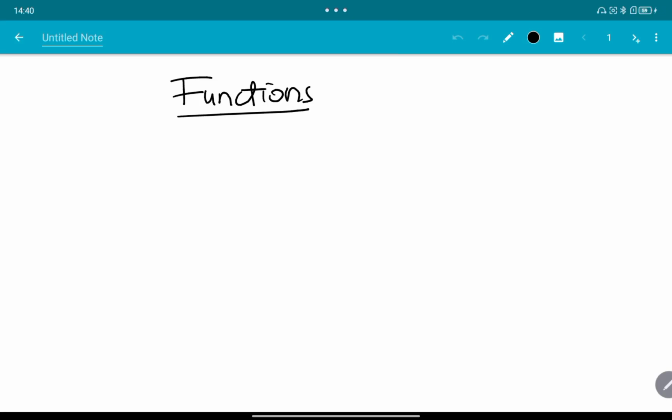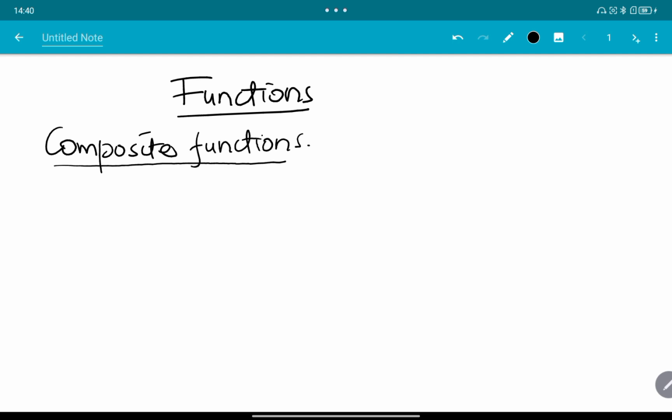Okay, so in this video, we are going to look at functions, and to be specific, we are going to look at composite functions. Okay, I tend to believe a function is a rule that changes one input into another output.